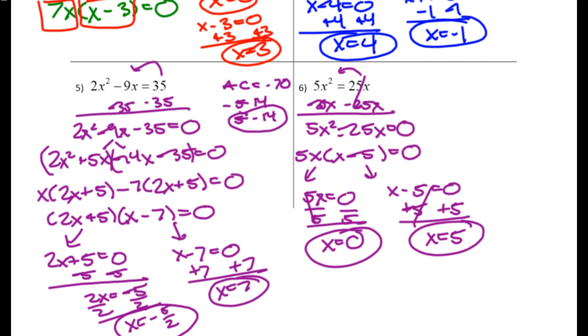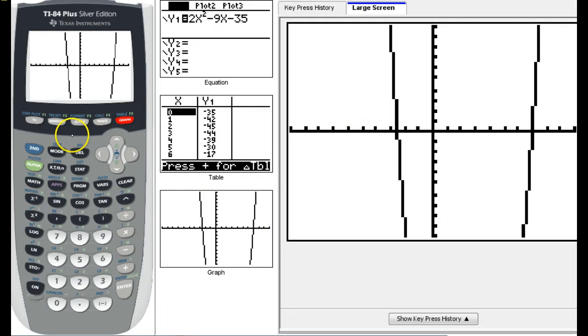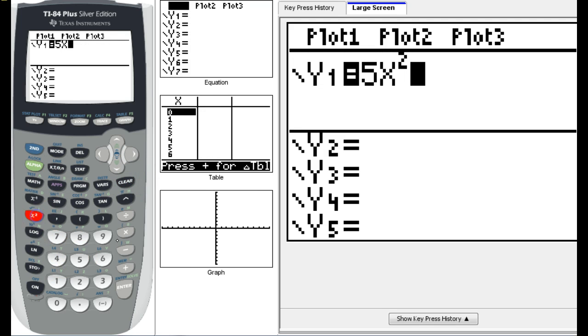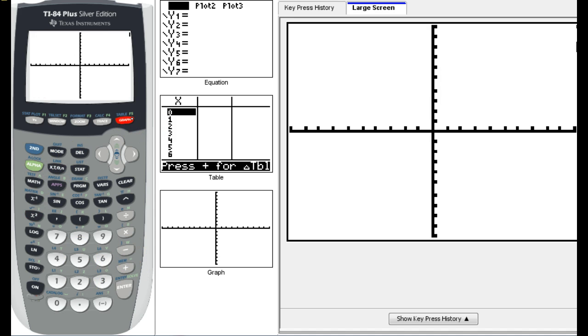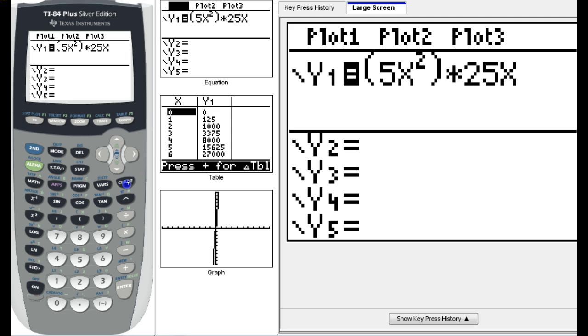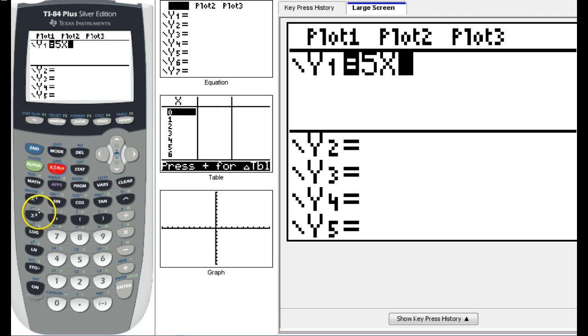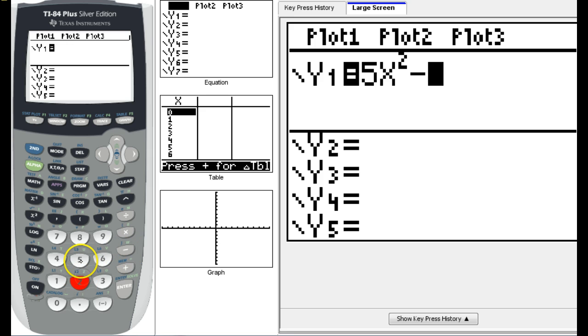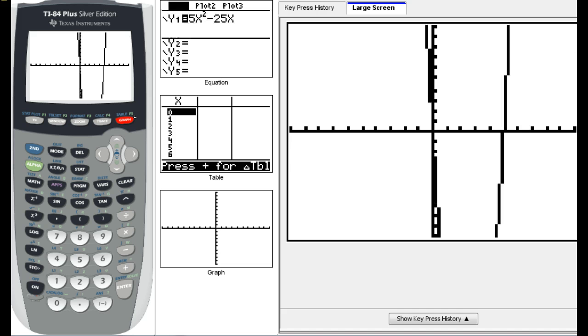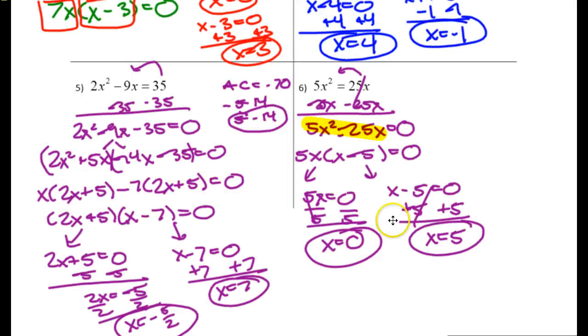Let's once again check it. We're going to type it in where it equals 0, this form. Okay? So let's come back to our y screen. Let's reset it. So here we've got 5x squared minus 25x. Let's check. Oops. I didn't have my minus sign. 5x squared minus, there it is, 25x. Let's graph this parabola.